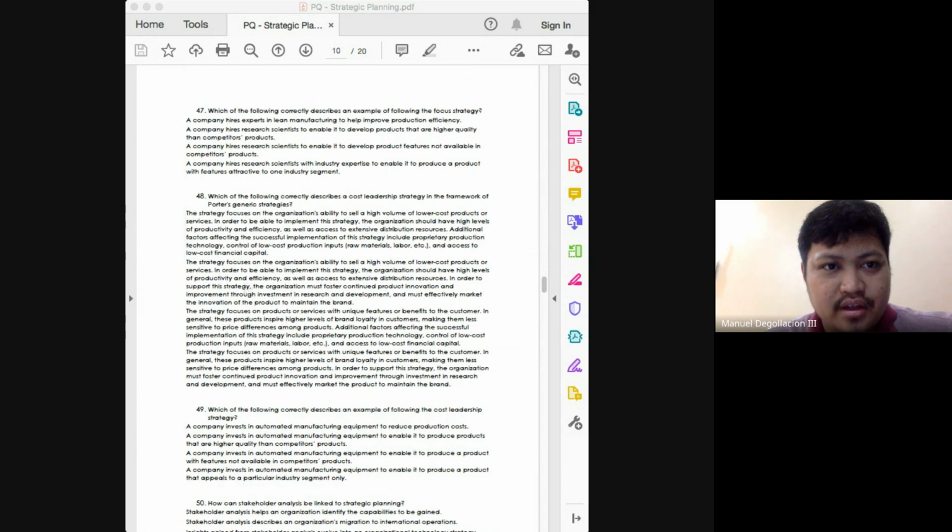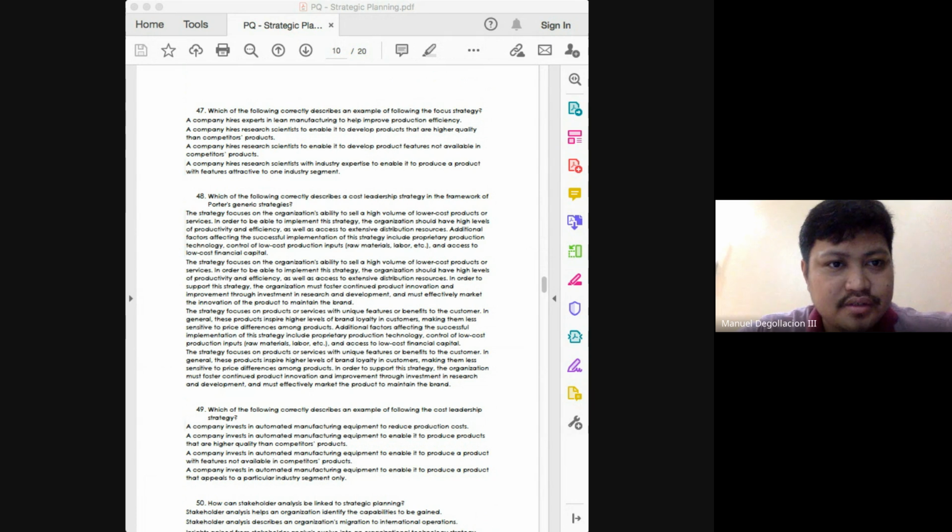47, which of the following correctly describes an example of following the focus strategy. A company hires experts in lean manufacturing to help improve product efficiency. This would be more on the cost leadership strategy. A company hires research scientists to enable it to develop products that are higher quality than competitors' products. This would be more on differentiation strategy.